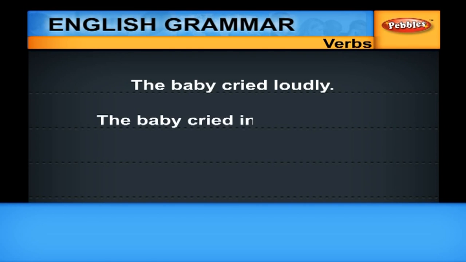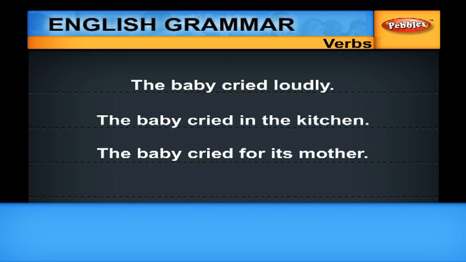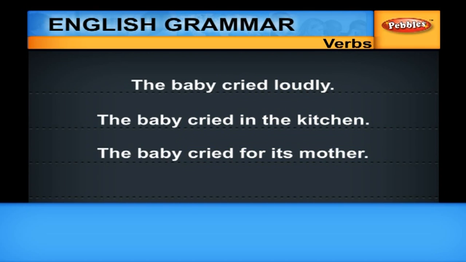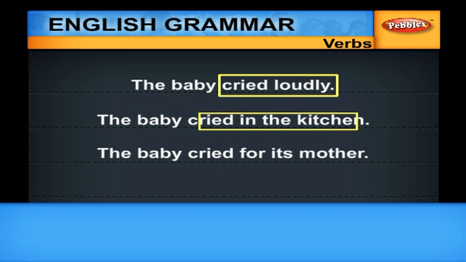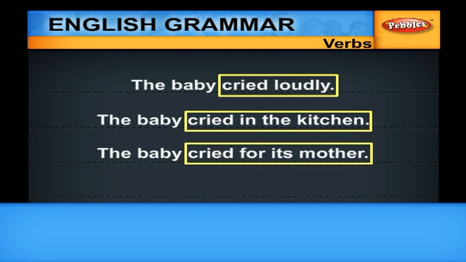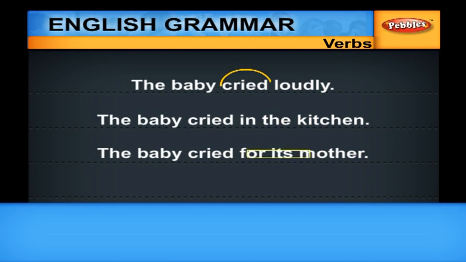The baby cried in the kitchen. The baby cried for its mother. In all these sentences, the baby is the subject and the remaining part is predicate. That is, cried loudly, cried in the kitchen, cried for its mother. In all these sentences, cried is the only verb.